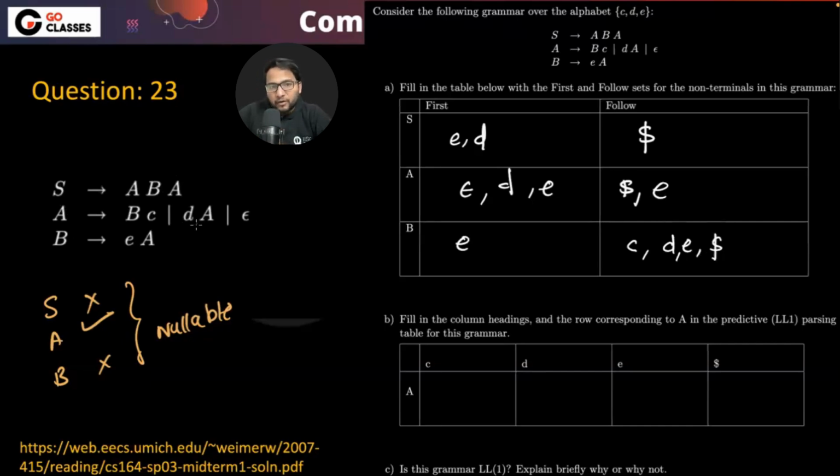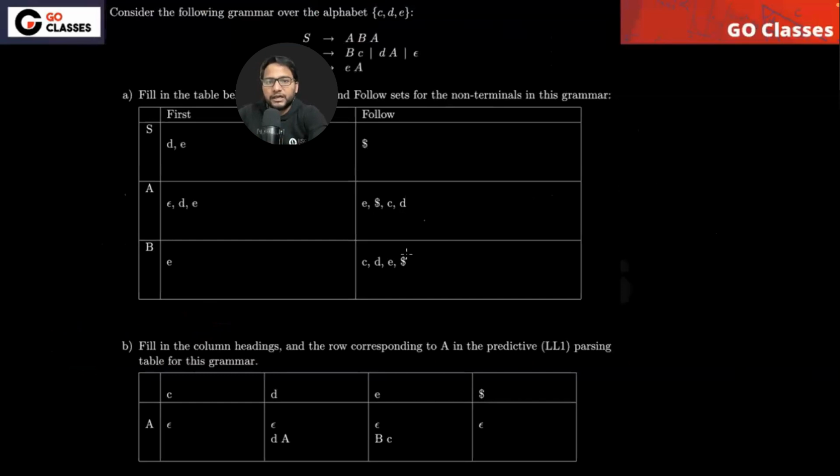Now, if you find out the follow of capital A, it will be follow of capital B also. So since it is follow of capital B also, you need to write everything here also. So C, D, E, and dollar. Is this fine? Okay. So it is C, D, E, and dollar.